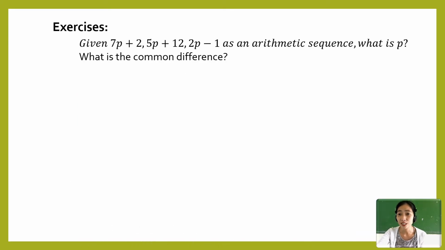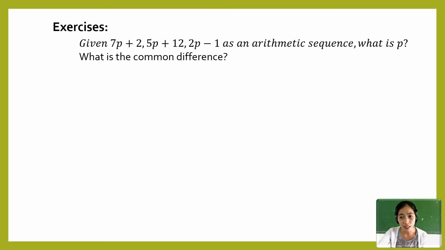Next, let's have this exercise. This time you are given 7p plus 2, 5p plus 12, 2p minus 1 as an arithmetic sequence. What is p and what is the common difference? You would notice in this given problem, your terms are variable expressions, algebraic expressions, as the terms of the arithmetic sequence. So how do we go about this?